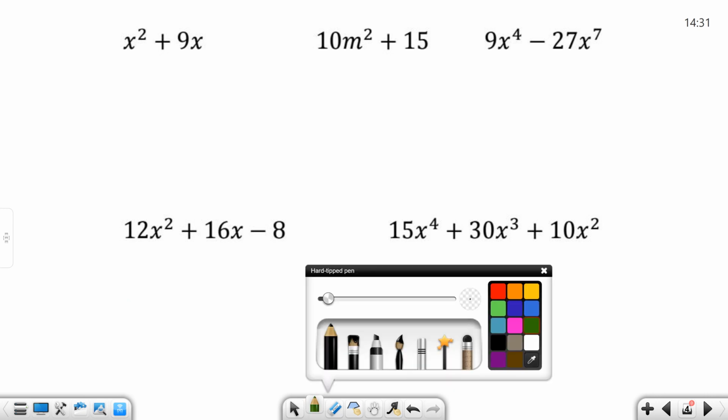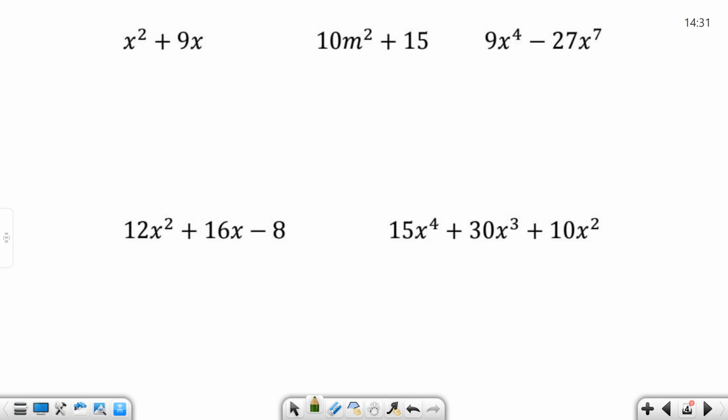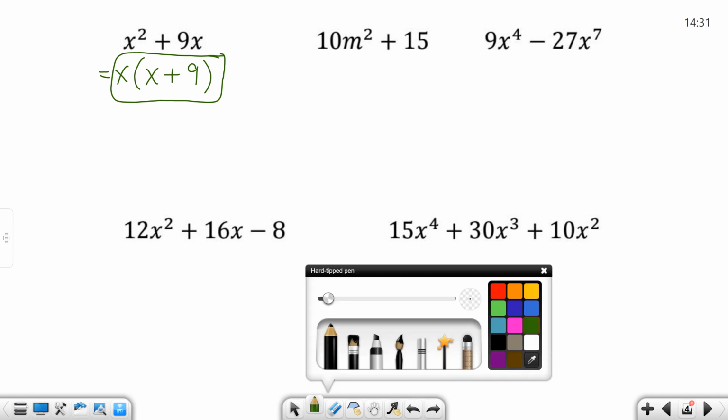x squared plus 9x. So here, what do they have in common? They have an x in common, and what's left over? x plus 9. All my pluses and minuses are in parentheses. The power is not bigger than 1. No more GCF. I'm done factoring. That's how I know every time.